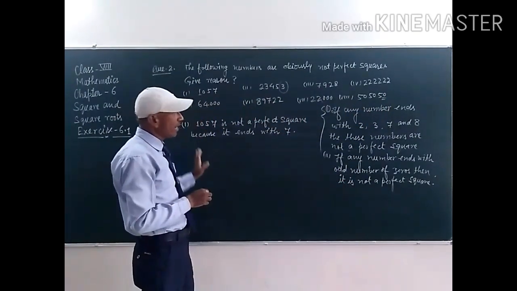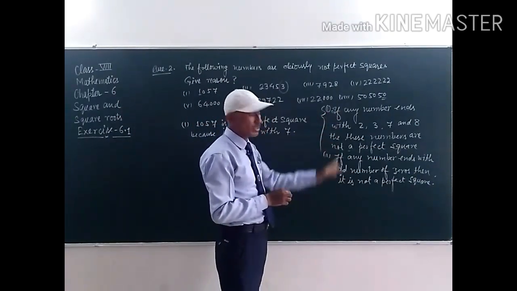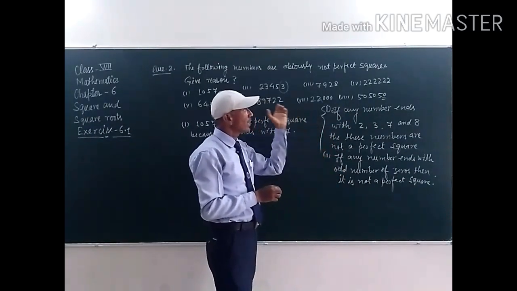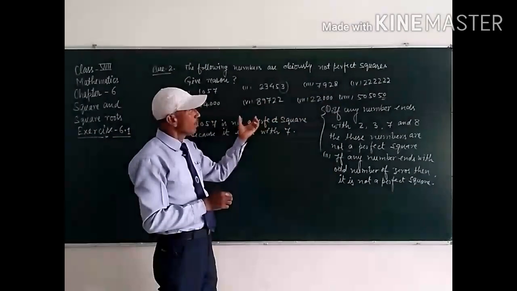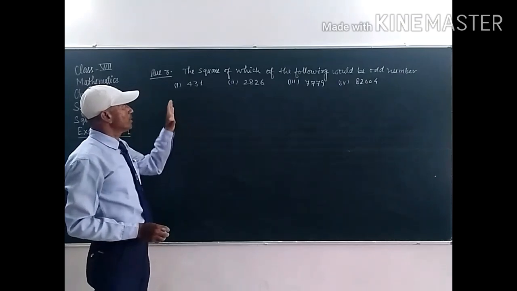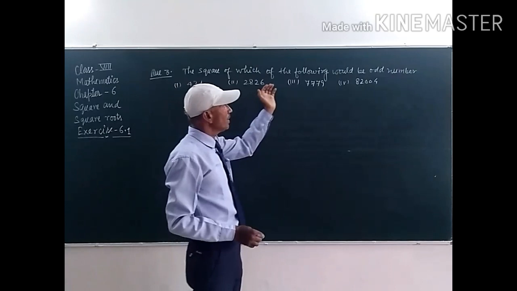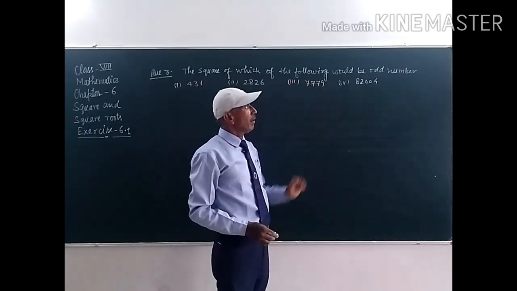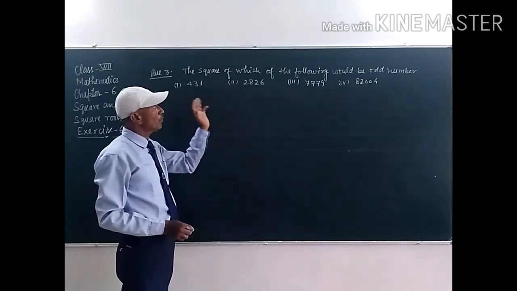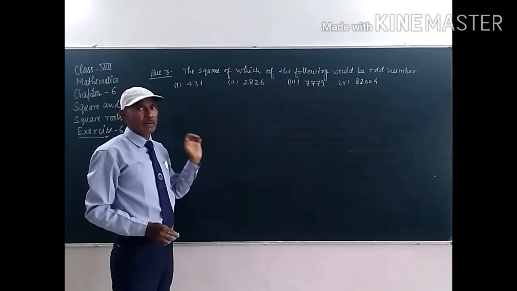Now you have to write the answer of all questions regarding these two rules. You have to follow these two rules and you have to give the sufficient reason why these numbers are not perfect square numbers. This is question number 3, student, and in this question the square of which of the following would be odd number. There are 4 numbers and we have to find the square of which number would be an odd number, student.